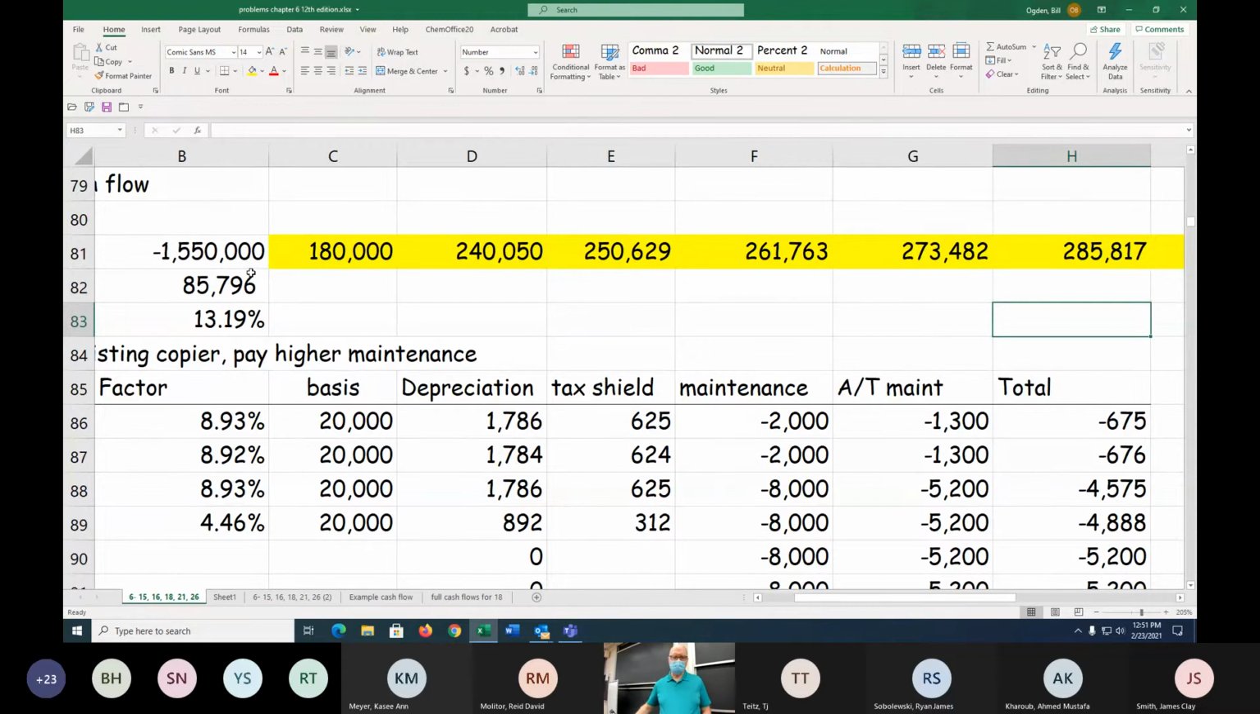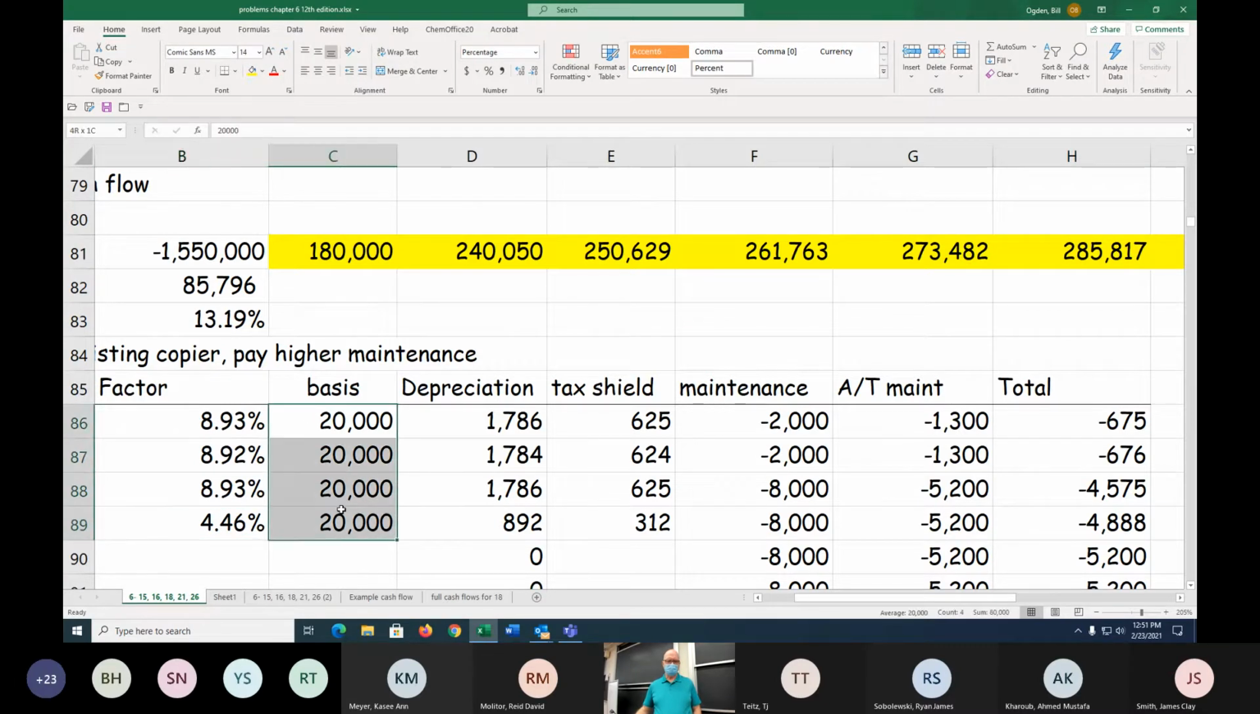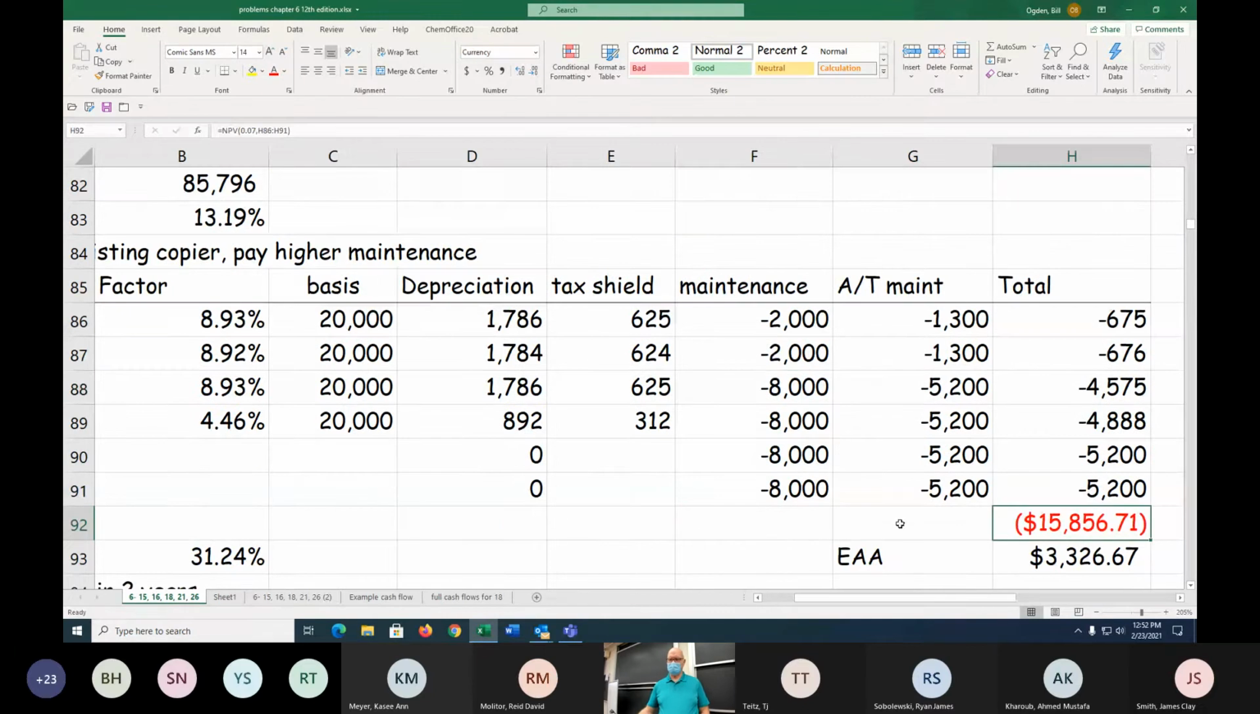So if you continue to operate the old copier, you have the last 4 depreciations from the 7-year schedule. Okay, they're all based on $20,000 acquisition cost. So there's your depreciations. Times 0.35 gives you the tax shield. The maintenance is $2,000 for the first 2 years, $8,000 each year for the remaining 4. And you put all that together, and you should arrive at these cash flows.